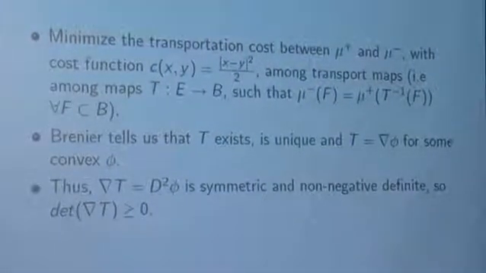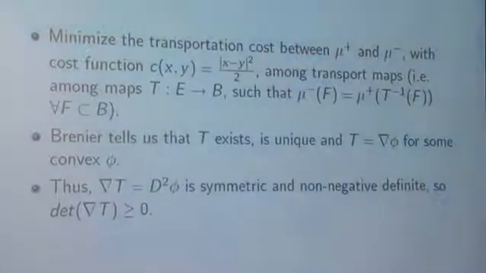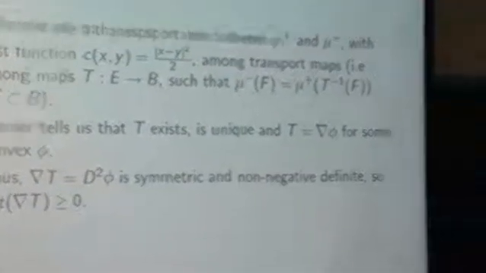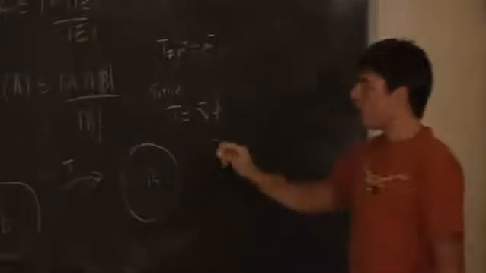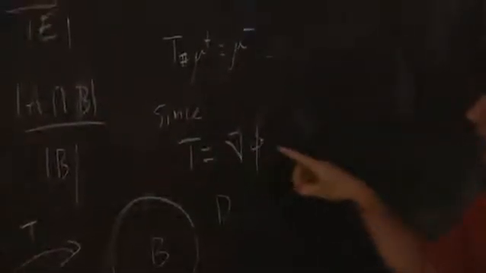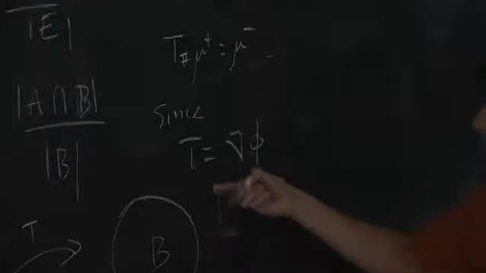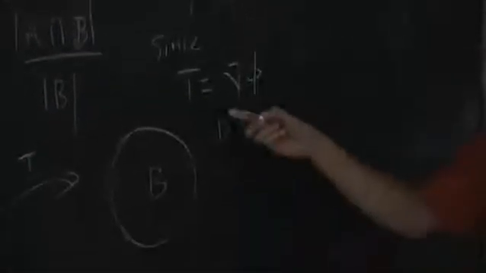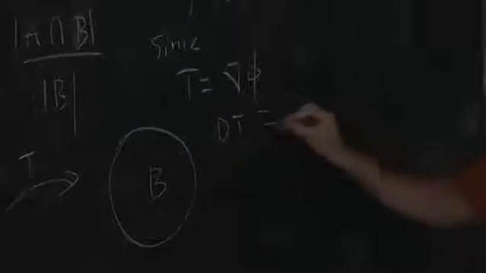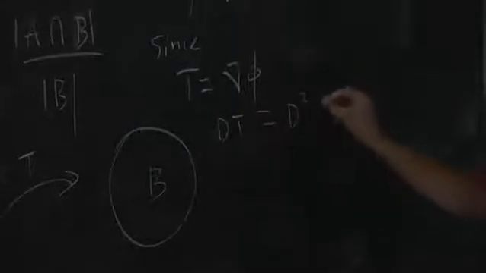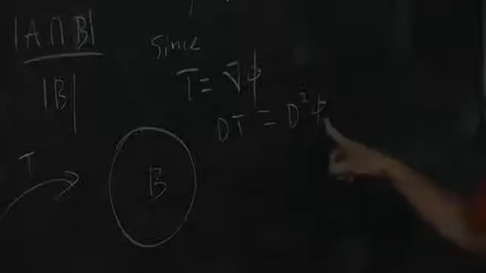OK, since T is equal to the gradient of a convex function, we actually know that if we take a derivative, phi is a real valued function. The gradient of that is a vector. So when we take another derivative of T, that's a matrix, right? So DT is like D squared phi. It's the Hessian of phi. So phi is just a function, D squared of phi is the matrix.